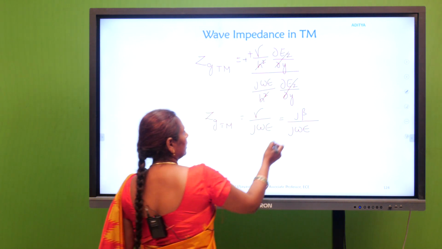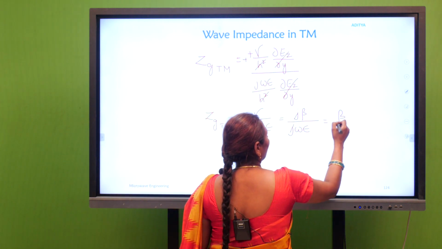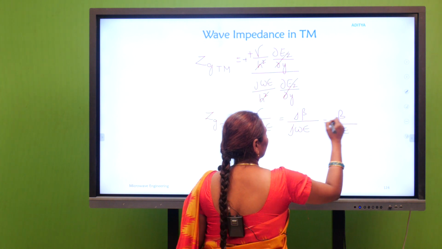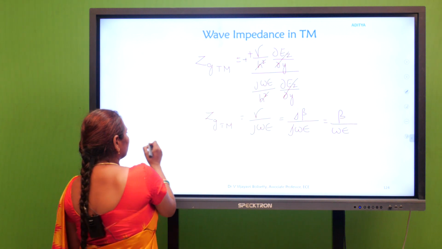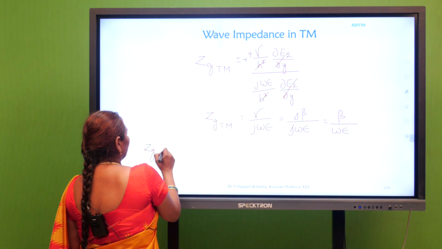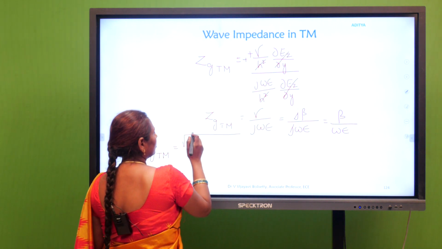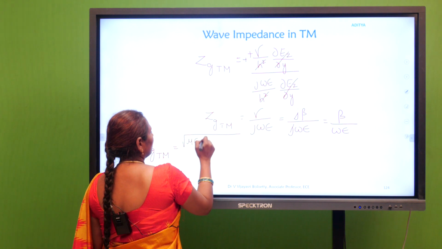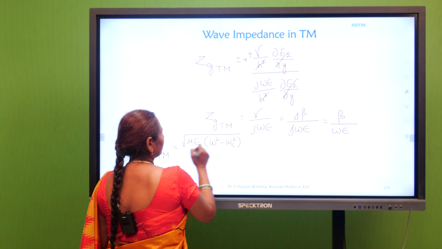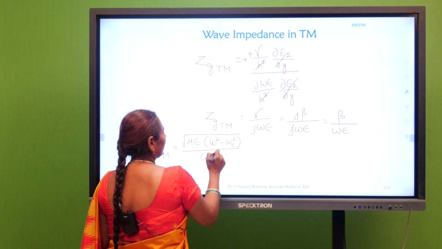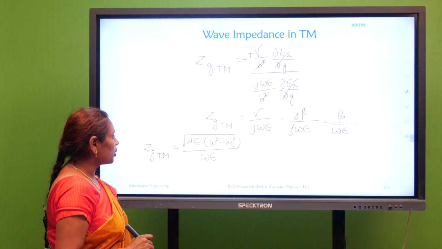So, this j gets cancelled, and so this is equal to beta by omega epsilon. So, let us substitute beta. We know that beta, so we write Zg in TM mode is equal to beta, that is root mu epsilon times root of omega square minus omega c square, by omega epsilon. And here it is root epsilon is there and here epsilon is there.